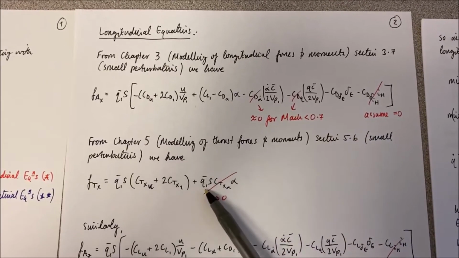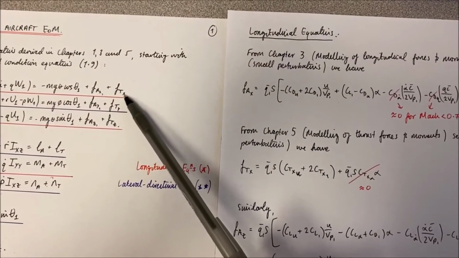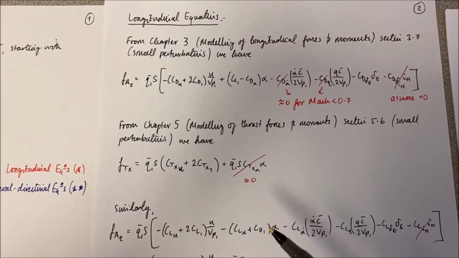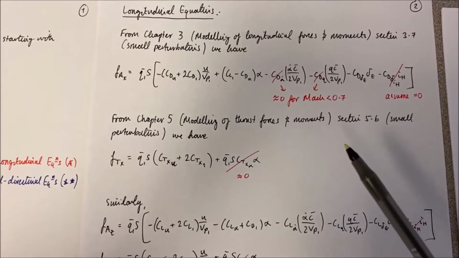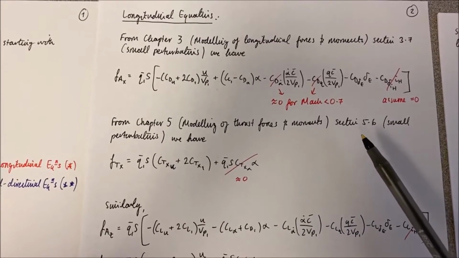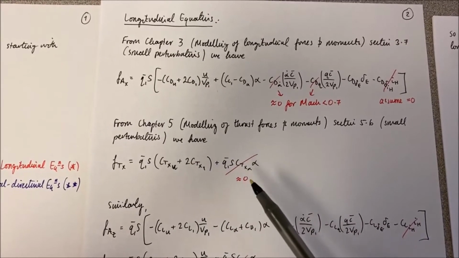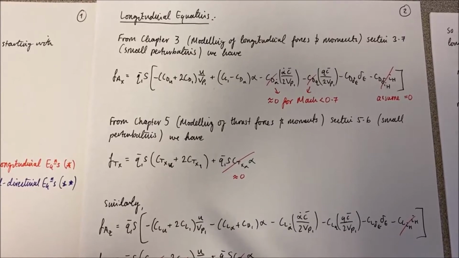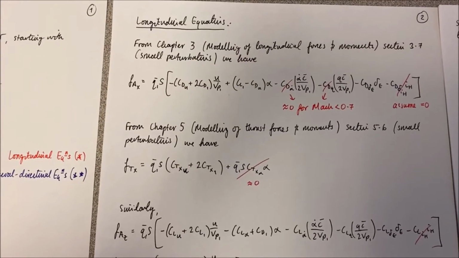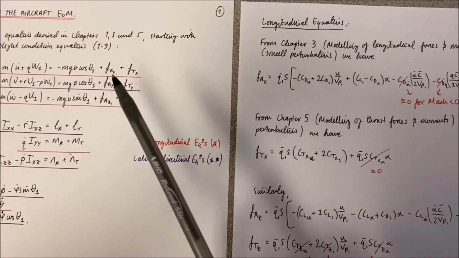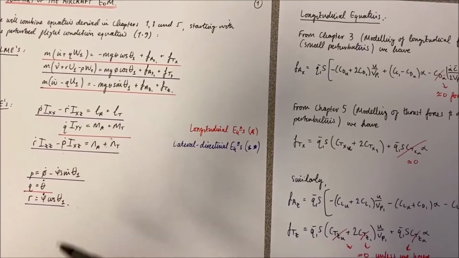So then the second part that we need for this first equation over here is the thrust forces in the x direction. So that will come from chapter 5, right, where we modeled the thrust forces and moments, in particular section 5.6, where we derived this expression here. And again, we made an assumption about this final term here, that we can approximate it as 0. So that's what I've done, is I've gone back into chapters 3 and 5 to find expressions for these parts here, the aerodynamic and thrust forces in these longitudinal equations.